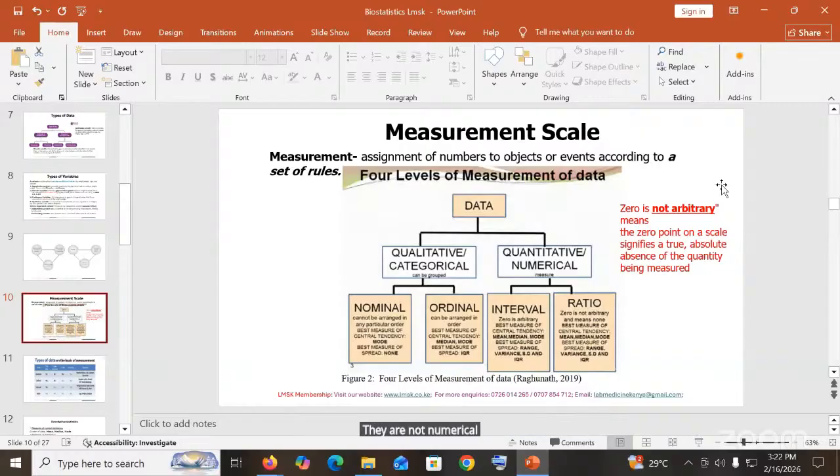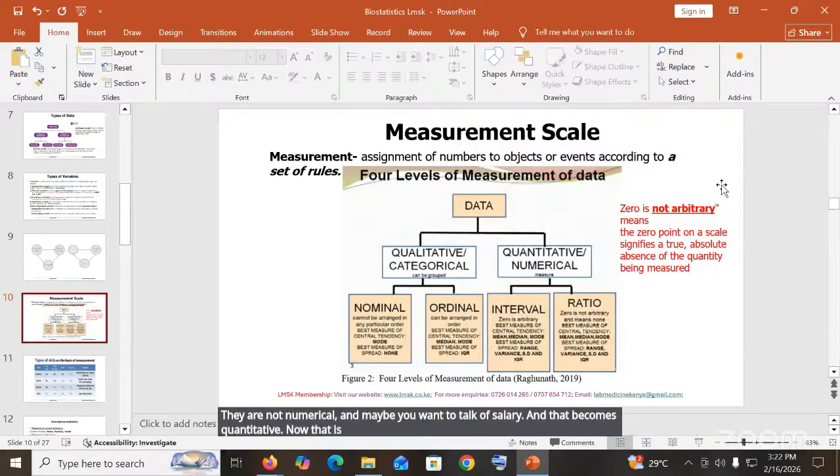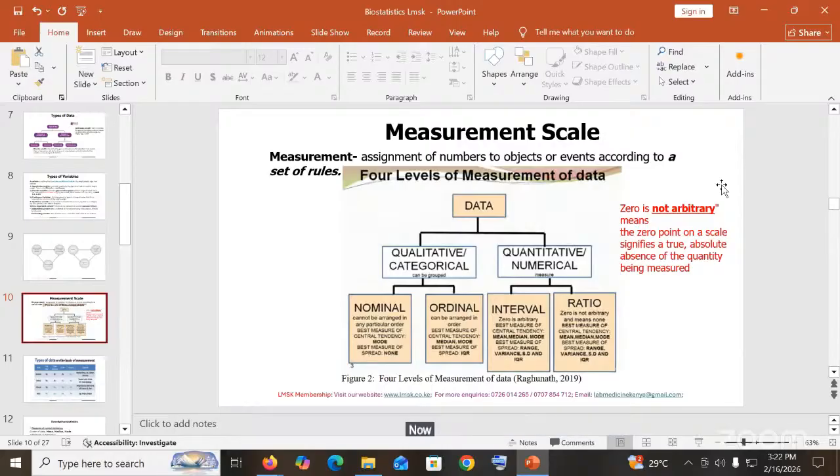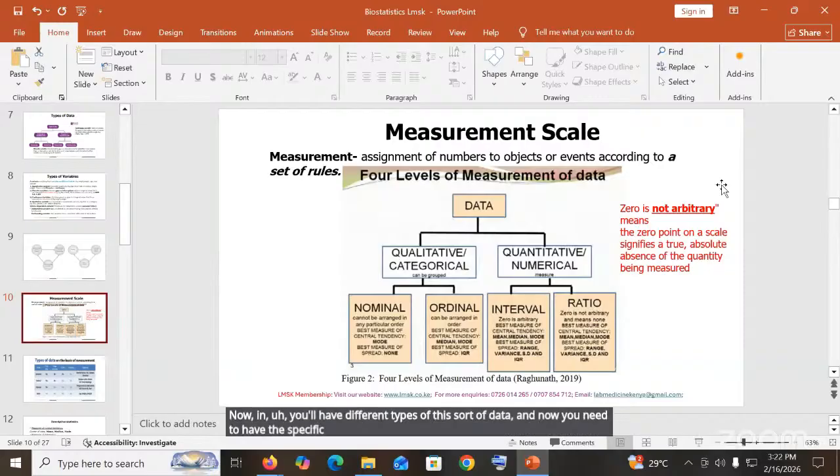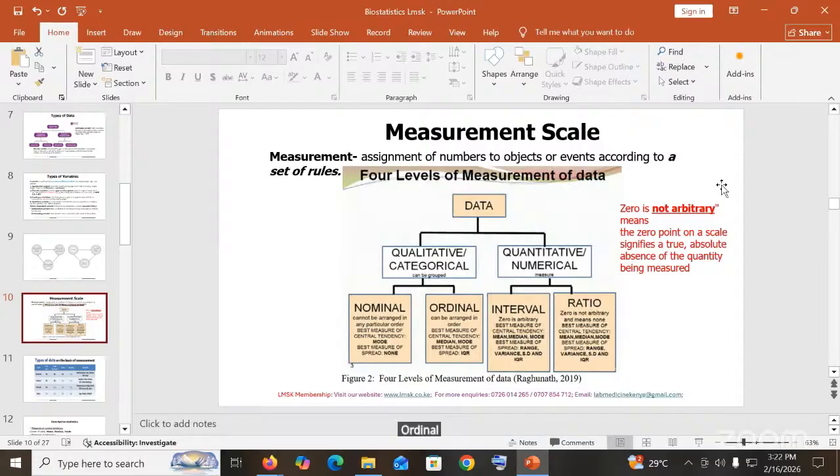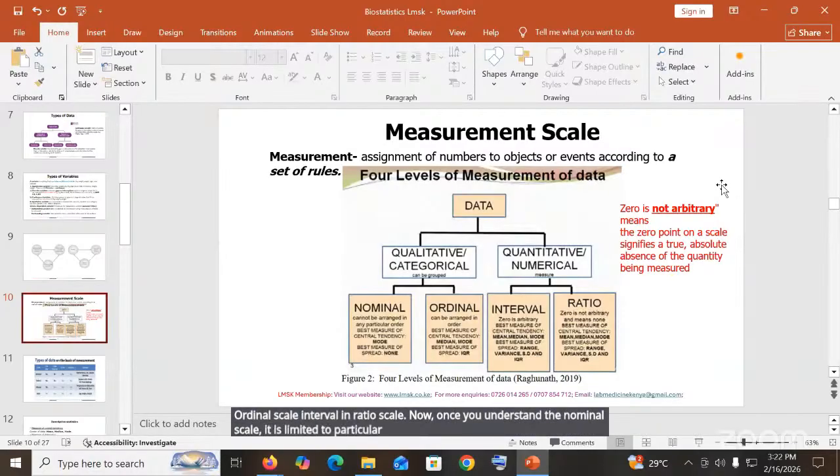And maybe you want to talk of salary, and that becomes quantitative. Now, that is numerical. You'll have different types of this sort of data, and now you need to have the specific measurement scale. We'll have what we call the nominal scale, ordinal scale, interval, and ratio scale. Once you understand the nominal scale, it is limited to particular analysis. That's when you can analyze your data.